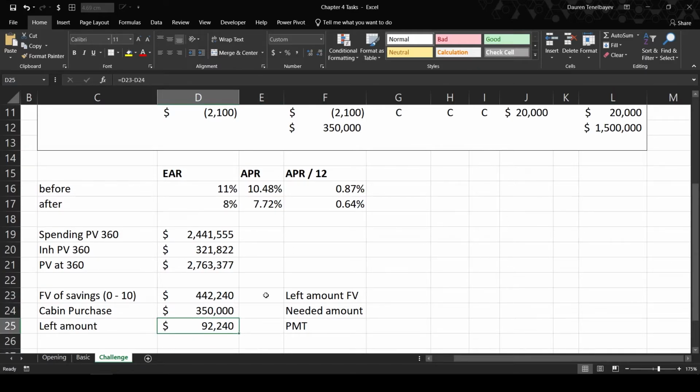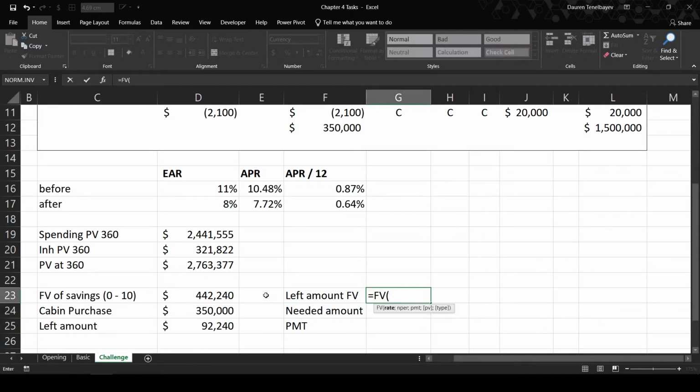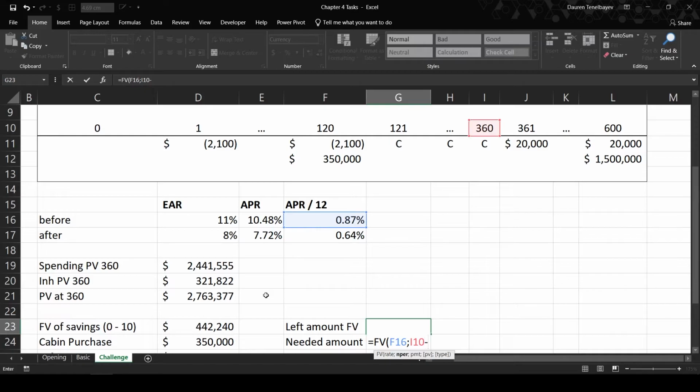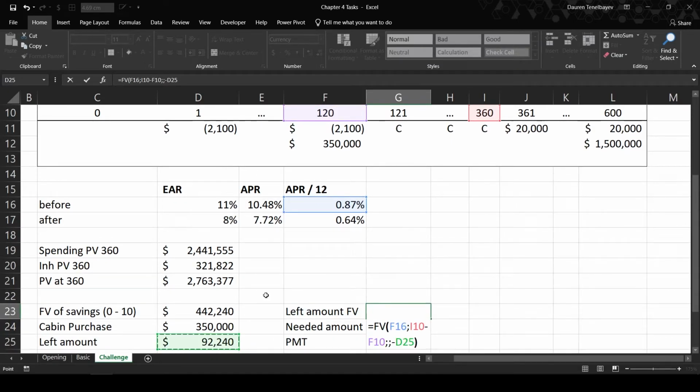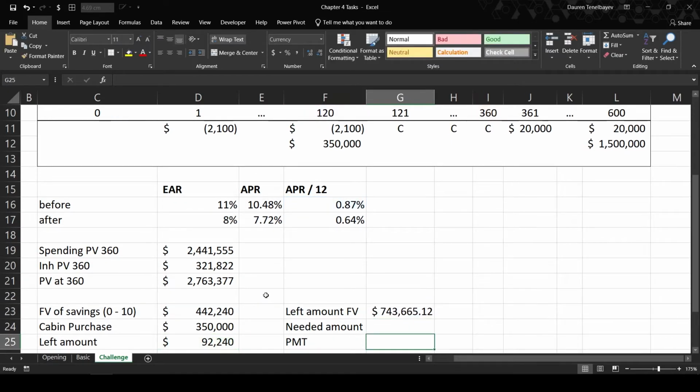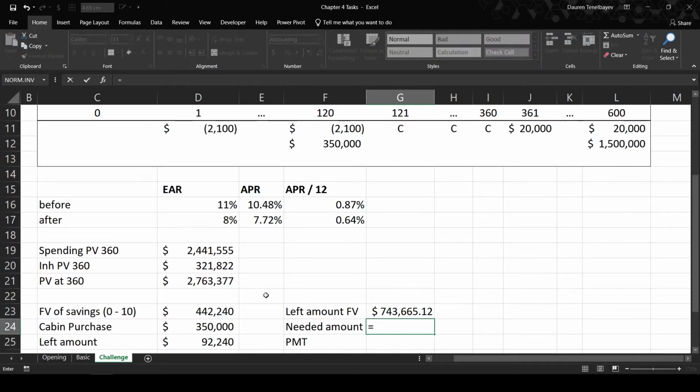He still has 20 years until retirement. When he's ready to retire, the left amount will have grown to this future value. Our rate is, again, the pre-retirement monthly rate. NPER is 360 minus 120. Then PMT, we don't have it, and the negative present value. And the needed amount, we just subtract the total PV now minus the future value of the left amount.